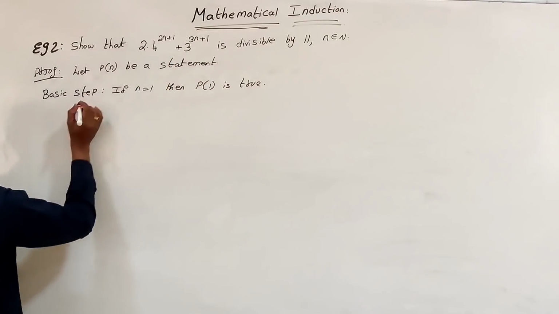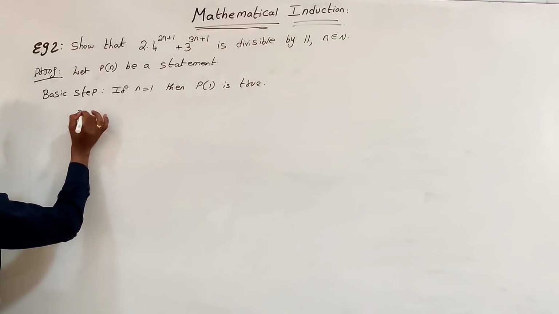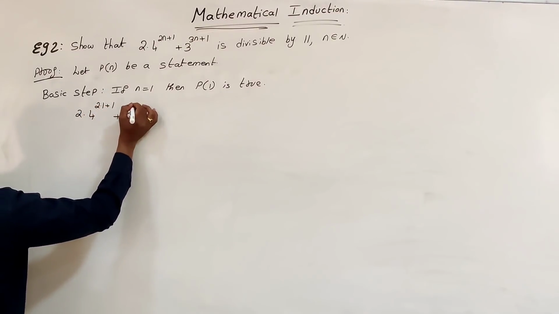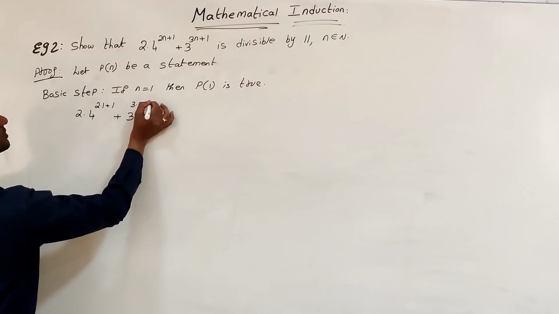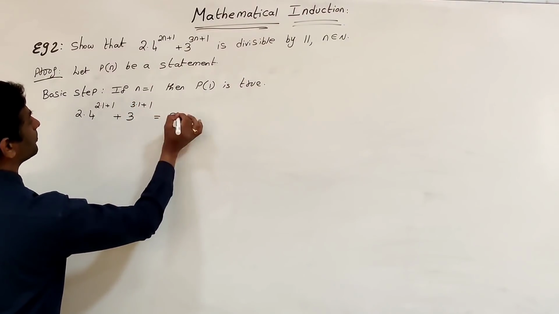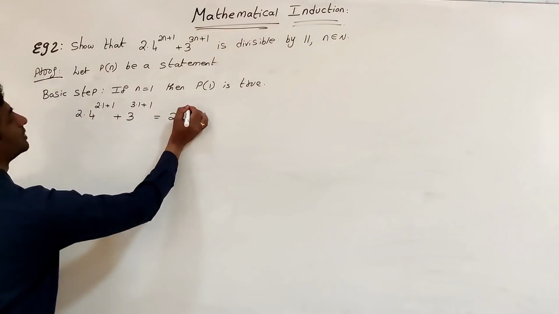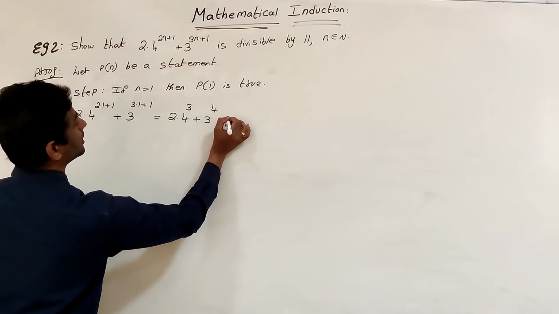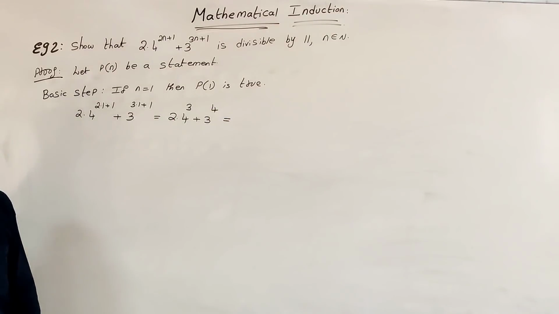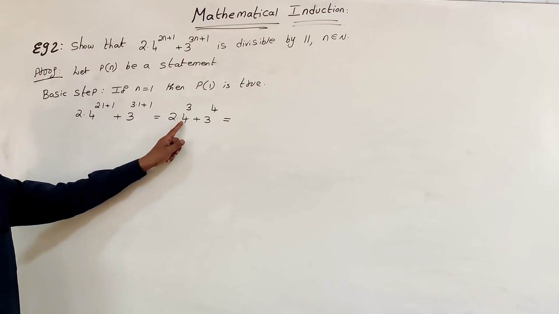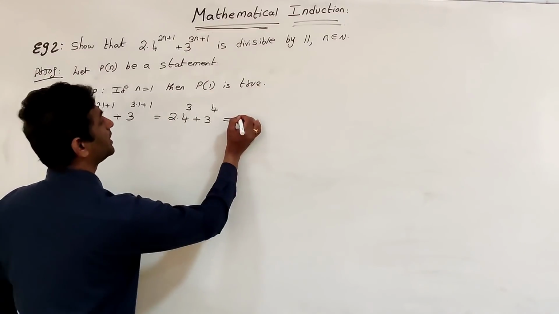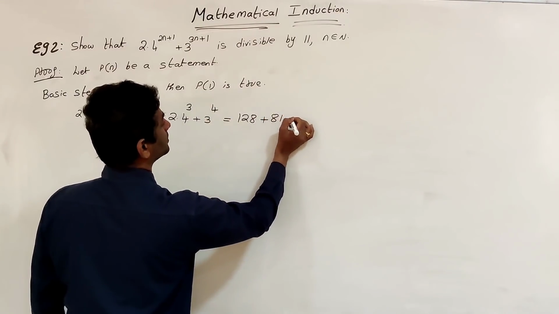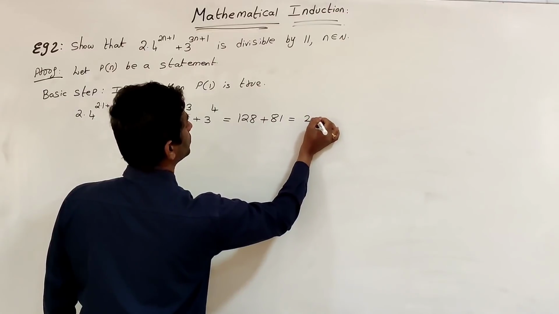If you put n is equal to 1, 2 into 4 to the power of 2 into 1 plus 1 plus 3 to the power of 3 into 1 plus 1, that is 2 into 4 cube plus 3 to the power of 4. That is, 4 cube is 64. 64 into 2 is 128. Plus 3 to the power of 4 is 81, which gives 209.